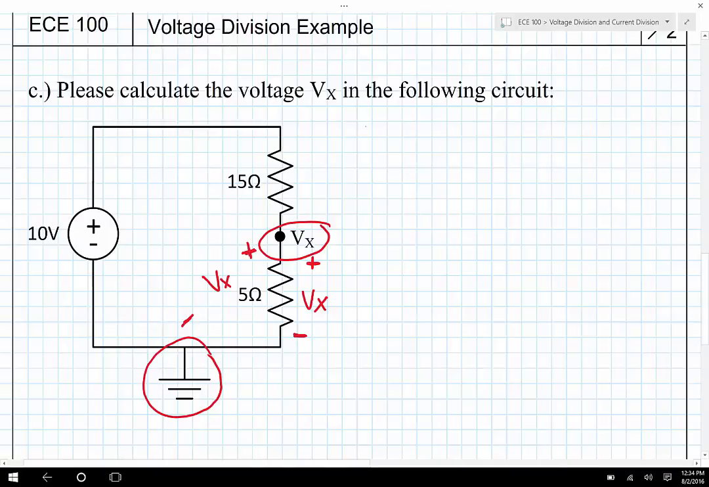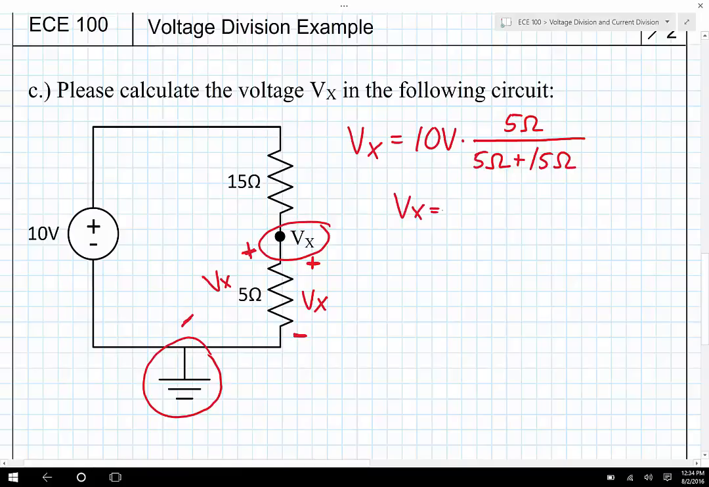Once you've identified which voltage you want, you say V sub x is equal to 10 volts multiplied by the resistance that you want, and we want 5 ohms, divided by the sum of the two resistances, 5 ohms plus 15 ohms. And V sub x then, that's going to be 1/4 times 10, which is 2.5 volts. And that is all there is to that example.